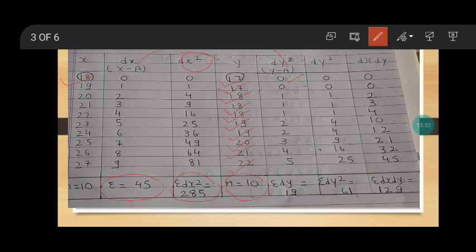So summation dy comes to 19. Okay, so the summation of dy column is coming to 19. Then we will come to the next column, that is dy square. So again here we have to make the total of all these numbers, and after making the total of all these numbers, summation of dy square is coming to 61. Okay, so here we will write summation dy square equals to 61.